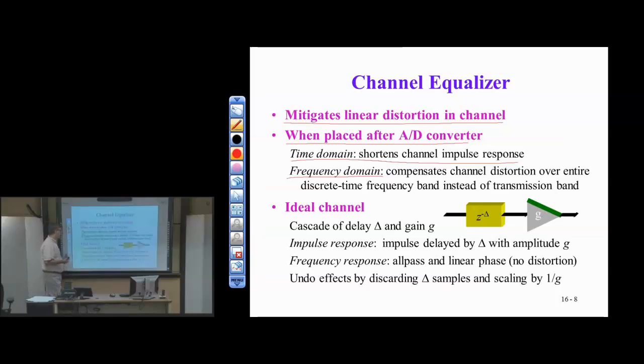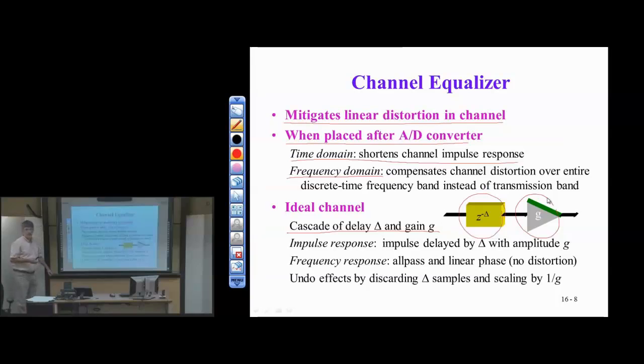The channel model we'd like to have, or at least that the equalizer will try to get us to, is this channel model, which I haven't mentioned yet. This is another ideal model. It's less than a full filter, but more than a wire. But we can undo this in the receiver. What the equalizer is going to do is try to make the channel look like this, even though it's not going to look like this. So this ideal channel is a cascade of a delay delta and a gain G.